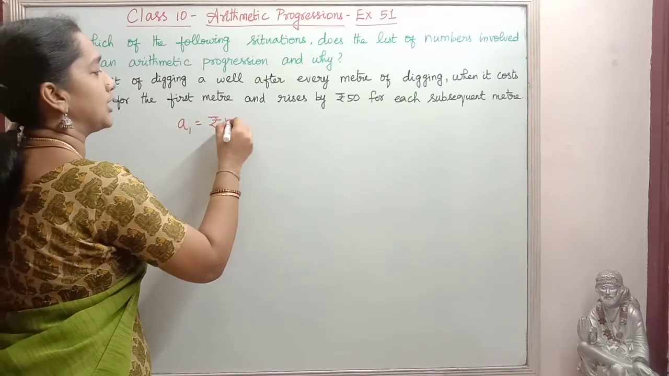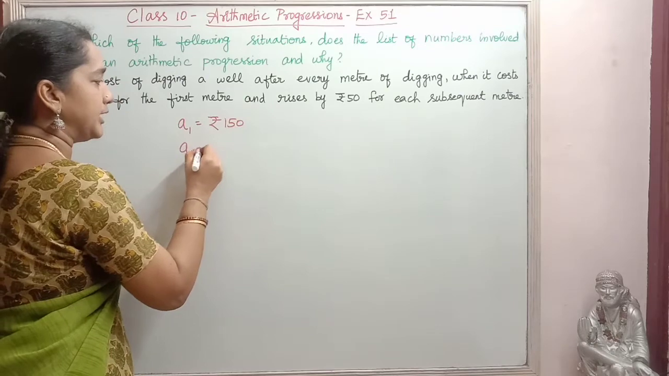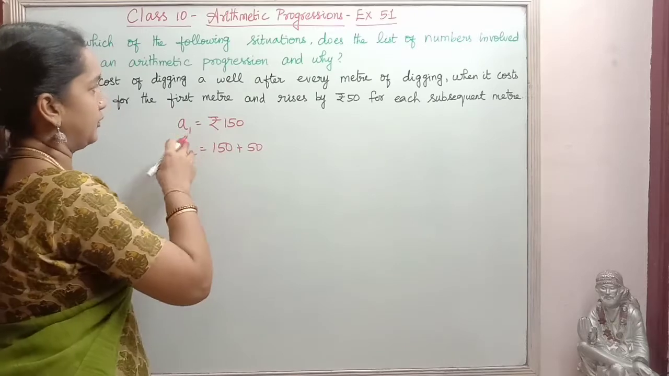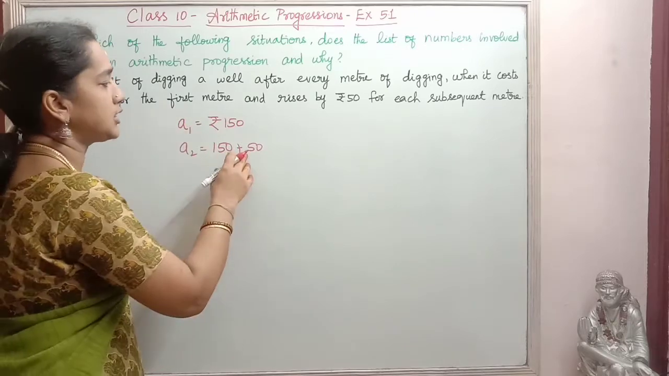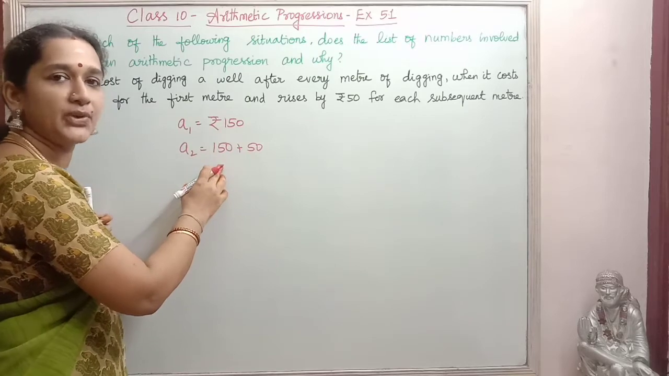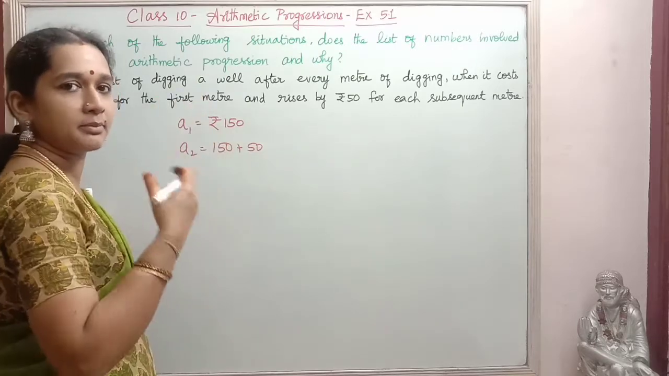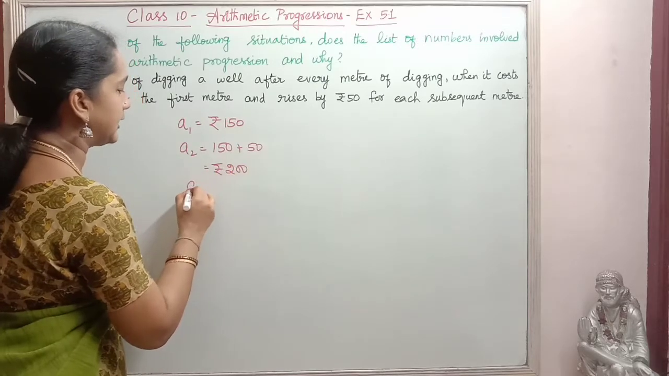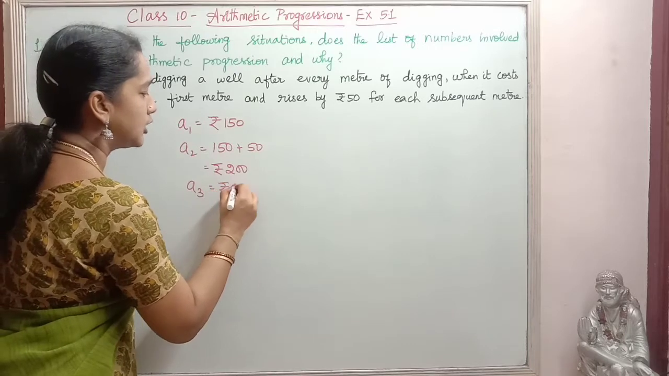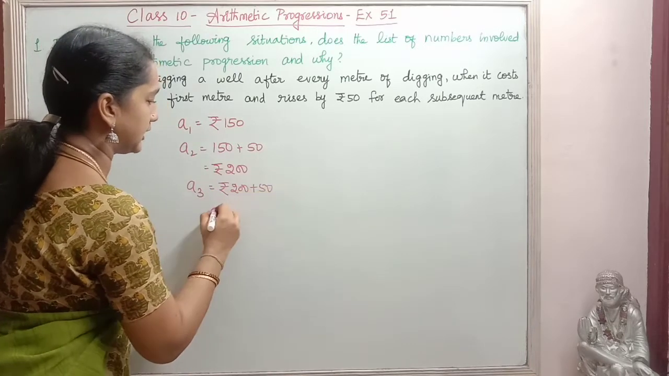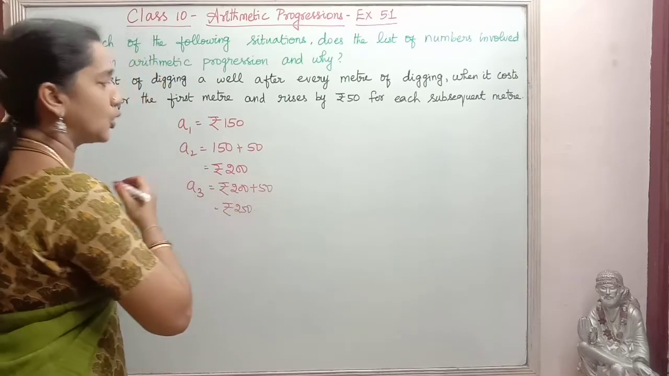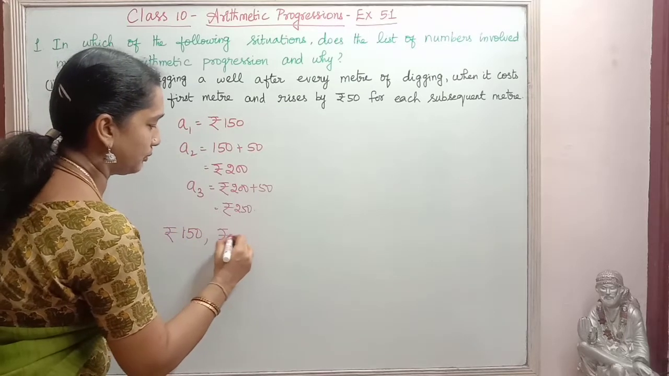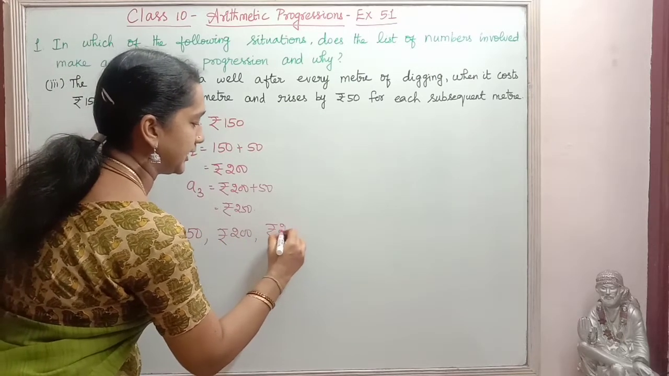A1 as rupees 150. So A2 will be 150 plus 50 rupees. This is for the second meter. For 2 meters when they are digging, it costs 50 rupees extra. So for 1 meter, fixed it is 150, then for every extra meter, 50 rupees extra. So we'll get A2 as rupees 200. So like that it will be going on. A3 is equal to rupees 200 plus 50, that is rupees 250. So we'll get the list of numbers as rupees 150, rupees 200, rupees 250, like that it will be going on.